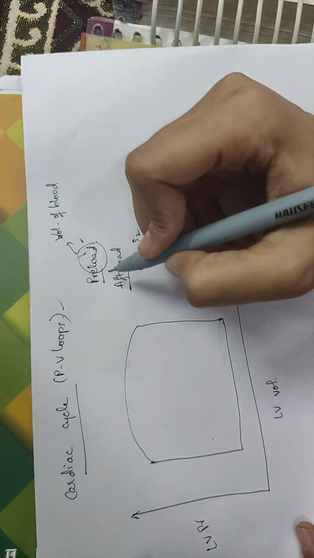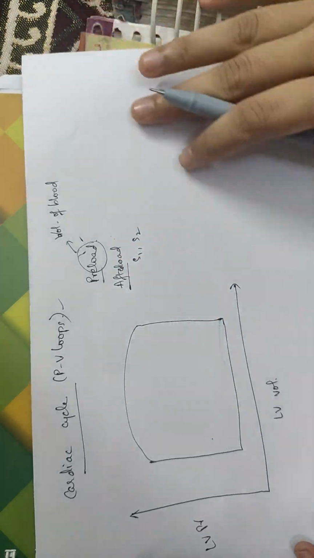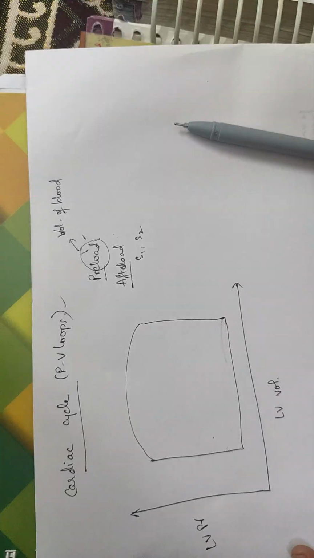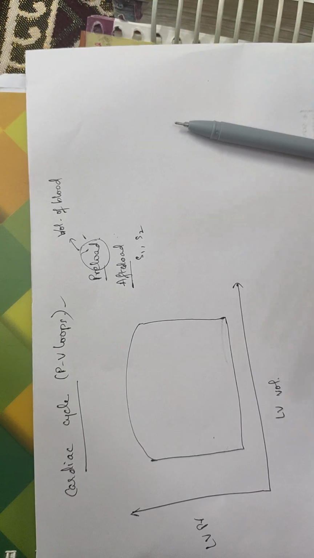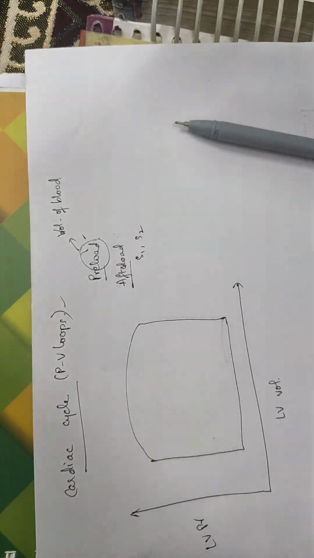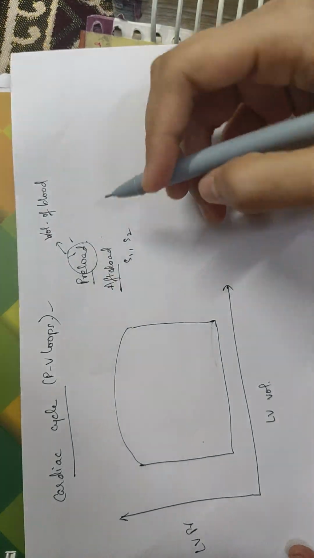In layman's terms, preload is the amount of blood remaining in the left ventricle at the end of diastole. And afterload is the amount of force required to push that blood out of the ventricle. So before pushing and after pushing, you can remember it like that.